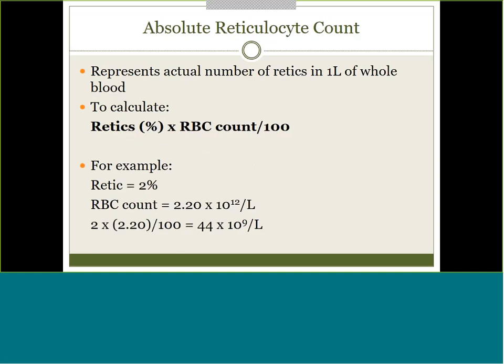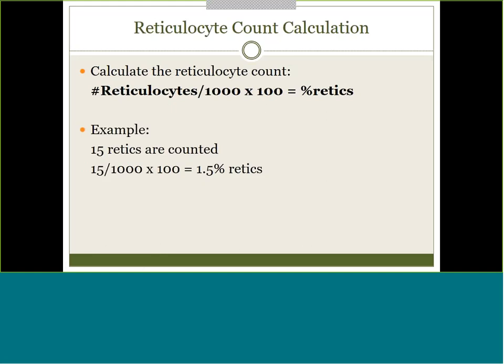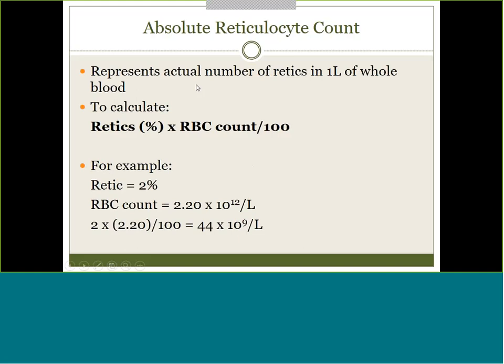We can also come up with the absolute reticulocyte count. The absolute is basically just giving us the actual number of retics. This last one was a percentage. Percentages are always estimations, whereas if we do an absolute count, it's giving us the real value of reticulocytes. So you take that reticulocyte percentage, times it by the red cell count that you get from your analyzer, divided by 100. In this case, if you had a 2% reticulocyte, you take that times the analyzer result of 2.2, and then divide by 100.